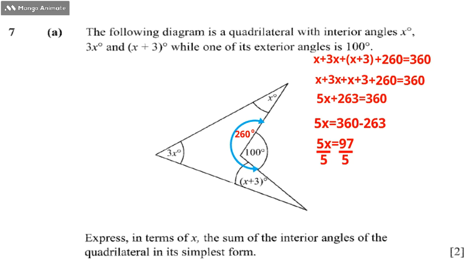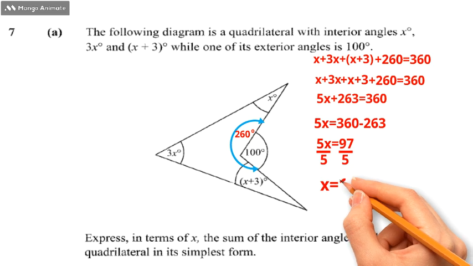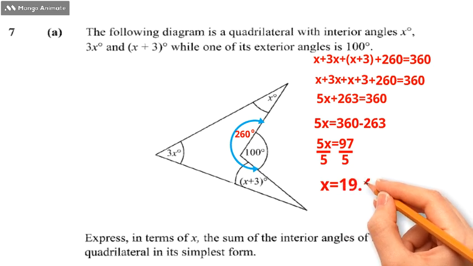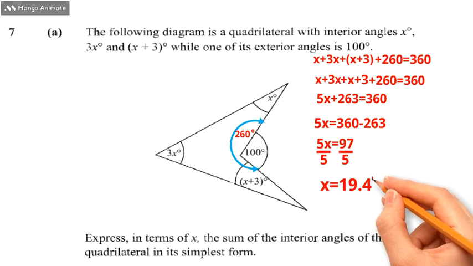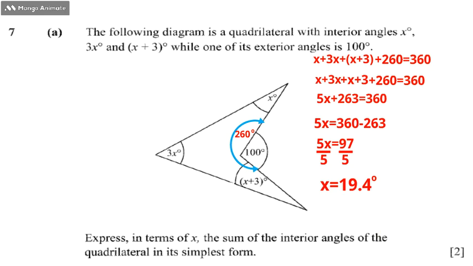So we are going to divide 5x by 5 and 97 by 5. 5x divided by 5 will give us x. 97 divided by 5 will give us 19.4. Okay, 19.4 degrees, that is the value of x. So now we have expressed the sum of angles in terms of x. So that is the correct answer.